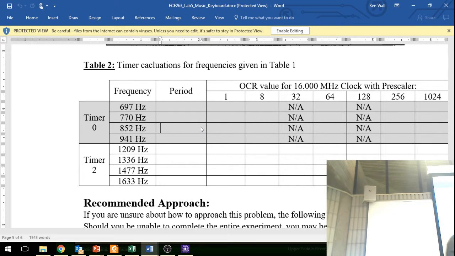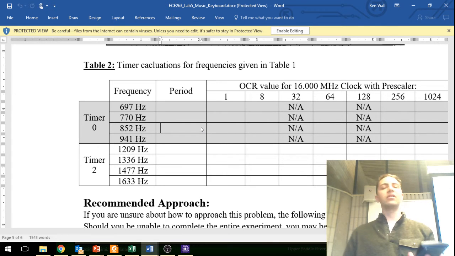What is the period of 697 hertz? How does period and frequency relate to one another? They're inverse. So to calculate the period, actually I'll do it like this because I'm lazy, 697 to the negative 1 power, 1.43472023 milliseconds. Is that right? Yeah.